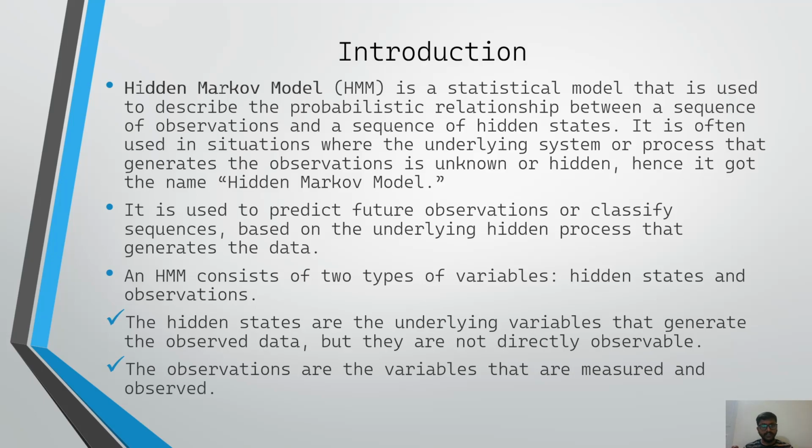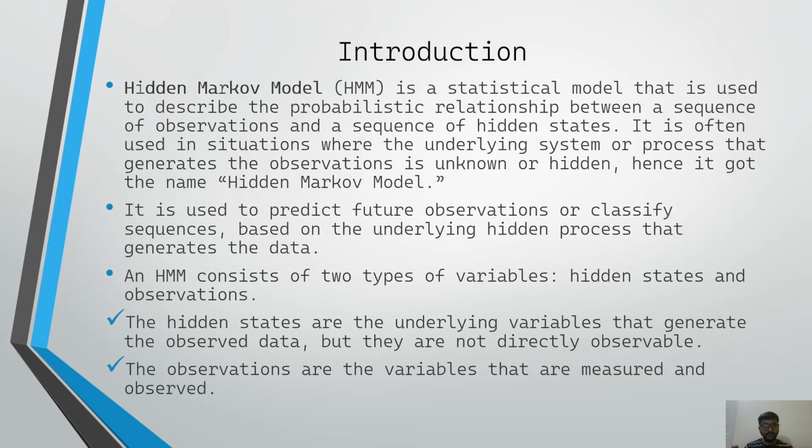Introduction. Hidden Markov model is a statistical model that is used to describe the probabilistic relationship between a sequence of observations and a sequence of hidden states. It is often used in situations where the underlying system or process that generates observation is unknown or hidden. Hence, it is called hidden Markov model. It is used to predict future observations of a classified sequence based on the underlying hidden process that generates the data.